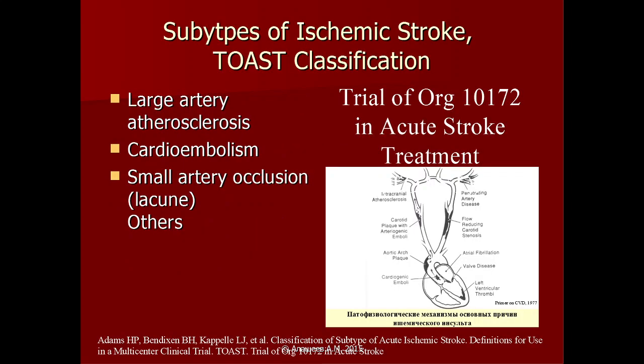Subtypes of ischemic stroke according to Toast classification are large atherosclerosis, atherothrombotic stroke, cardioembolism, small artery occlusion or lacuna stroke.